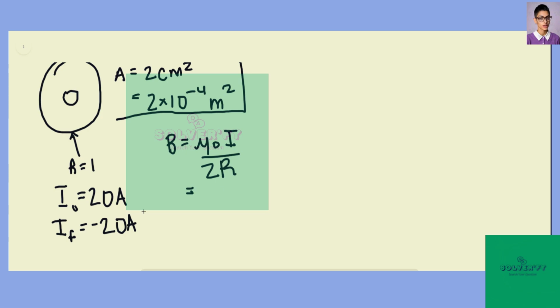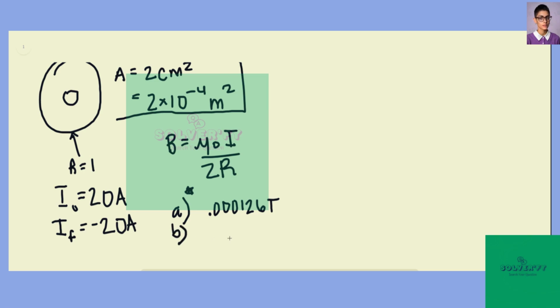So we just need to plug in 20 mu naught, and then 2 times 1 for 2r, to get the magnetic field at time equals 0. For that, I got 0.000126 Tesla. And then it asks for the field at half a second.